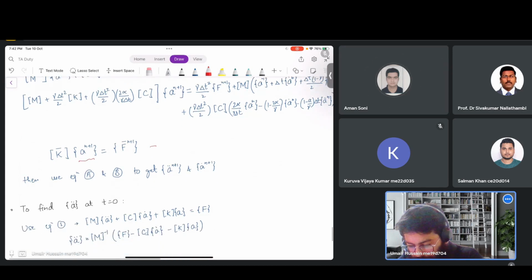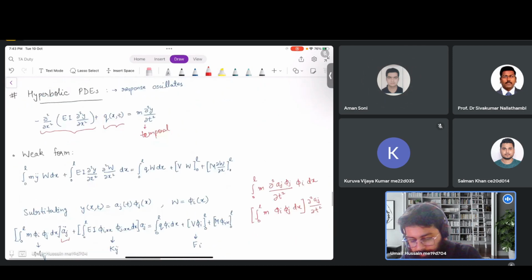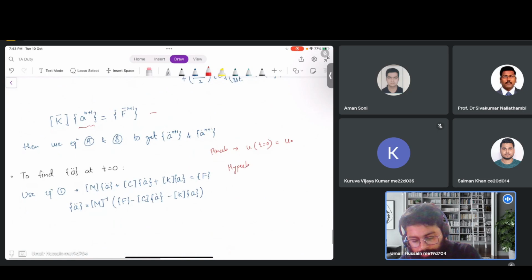So one more tricky thing about these problems is the initial condition. Earlier in parabolic PDEs, we used to have just the value of the solution for the first time step. For hyperbolic, we'll be given the value at t equals 0, and we'll have the velocity at t equals 0.